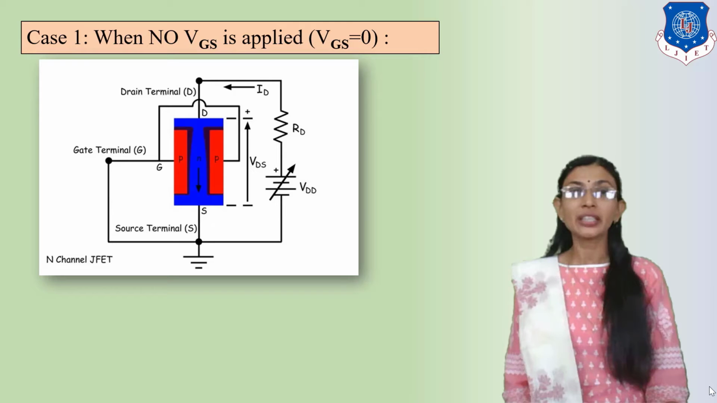So let's start with case 1. When no VGS is applied, that means VGS equal to 0. Look at this diagram. Between gate and source terminal, I have connected directly, like a short circuit. There is no gate terminal voltage applied because there is no battery present between gate and source.